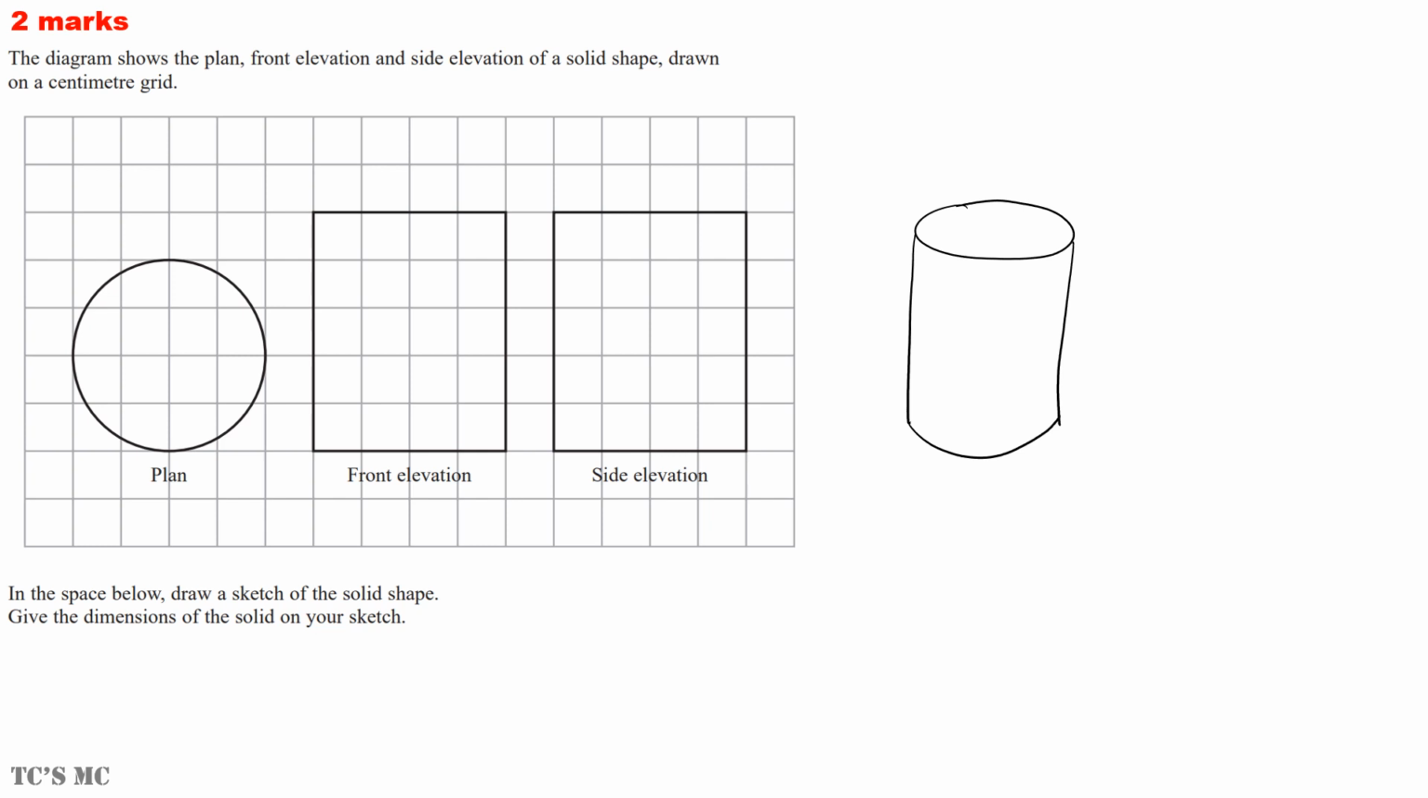To get that second mark, we need to write down the dimensions. So in this one, it's 1, 2, 3, 4, 5. So it's 5 centimeters tall, and the diameter is 1, 2, 3, 4. So we're going to put here 4 centimeters, and that will get me the 2 marks.